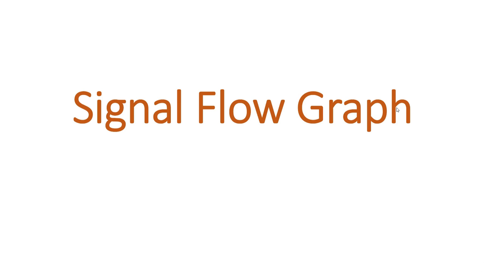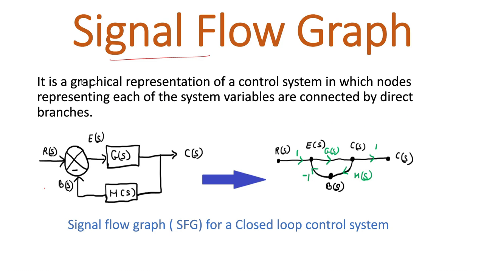Now next we will see the signal flow graph. A signal flow graph is a graphical representation of a control system. So this is your control system which we have drawn in block diagram, and now we are going to convert this into a signal flow graph. So here all the system variables are represented by nodes, with nodes representing each of the system variables.